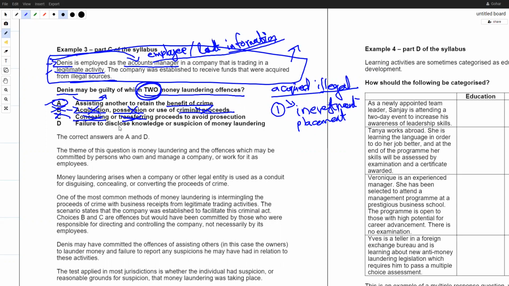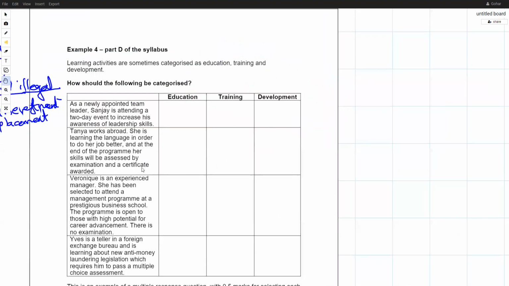Option D states failure to disclose knowledge or suspicion of money laundering. Yes, Dennis is involved in it, because Dennis knows that the company and the owner are involved in money laundering, but Dennis is not reporting it. So option D is correct. The correct options are A and D, as written by the examiner himself. Let's come to the next topic, example number 4 stated by the examiner.